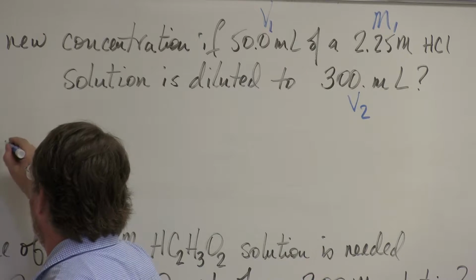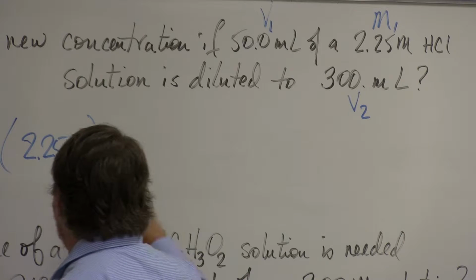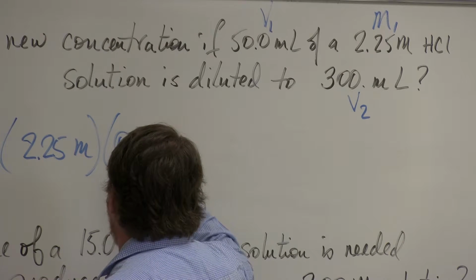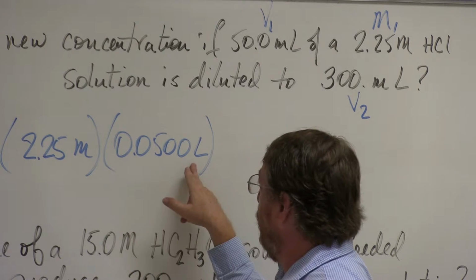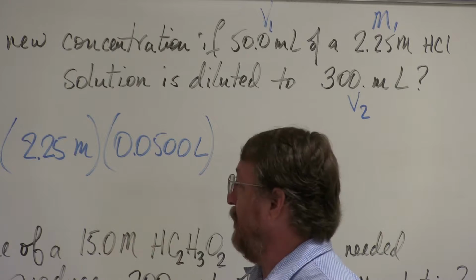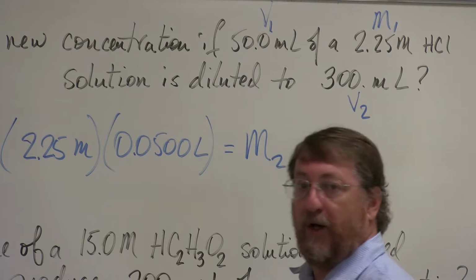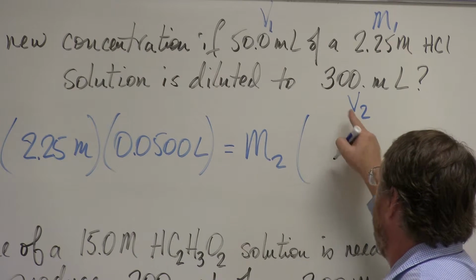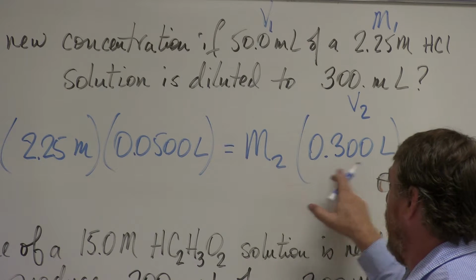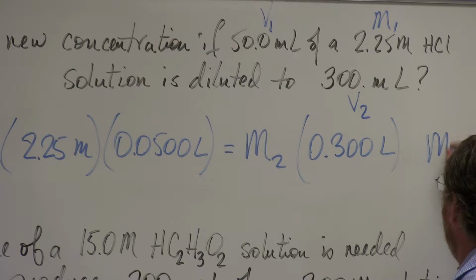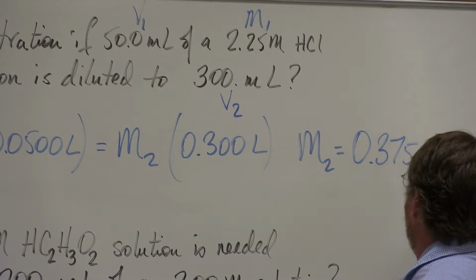We've got molarity 1, which is 2.25 molar. Volume 1, which is 0.0500 liters. So I've converted my volume into liters because molarity is in liters. That's going to be equal to my new molarity, that's my unknown, times my new volume, 0.300 liters. Divide by 0.3 and we'll get the new molarity, M2, equals 0.375 molar.